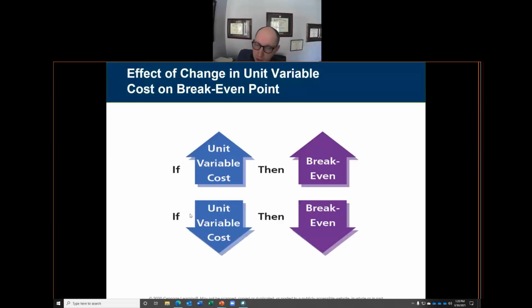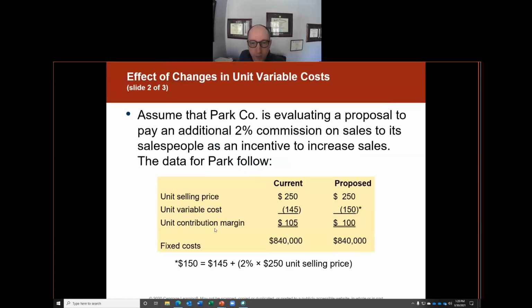So fixed costs go up, break even goes up. Variable costs go up, break even goes up. So fixed and variable costs have the same correlation as it relates to break even. Here's our example. Current sales price, $250 a unit. My current variable cost per unit is $145. Gives me a unit contribution margin of $105. My fixed costs are $840,000.